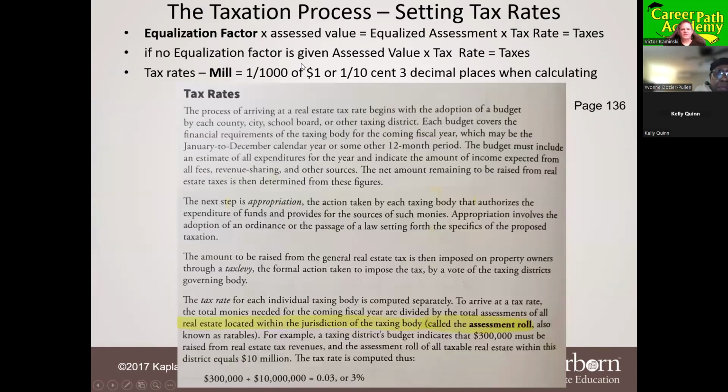Now, the equalization factor, if you're going to factor that in, if you get a math problem that gives you the equalization factor, you have to add that in first. So you take the equalization factor and times it by the assessed value that's given, and that will give you the equalized assessed value. And then you multiply that by any tax rate, and that will show you what the property taxes are that the property owner will be paying. Now, if no equalization factor is given in the problem, then you just take the assessed value times the tax rate, and that tells you how much the property owner will be paying in property taxes.